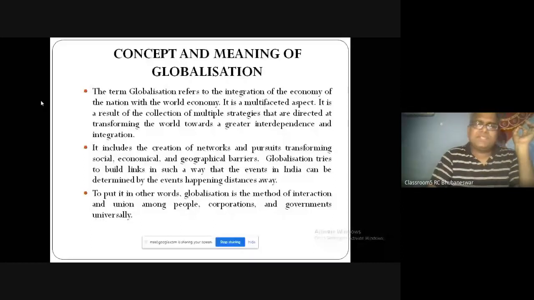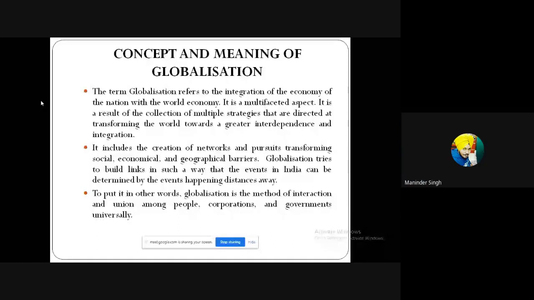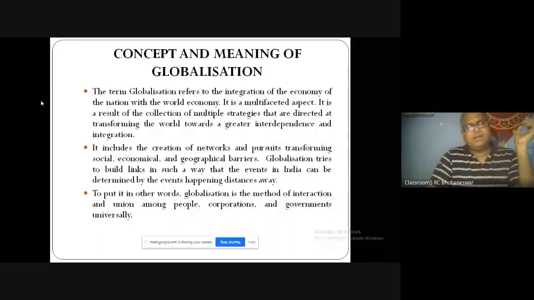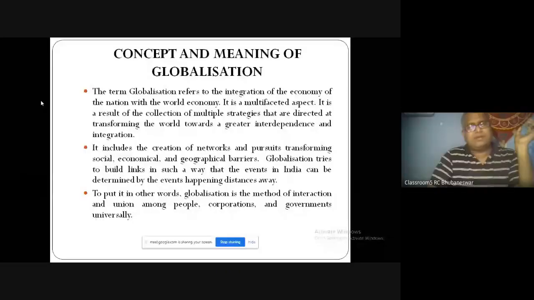The question is, what is world economy? Different countries have different economies. The Japanese economy is there, the US economy is there, European countries' economies are there, as well as the Indian economy, which is a mixed economy. But somehow we are integrating our economy with the other nations' economies. That's called globalization, and it may be called a process, or it has some multiple strategies.